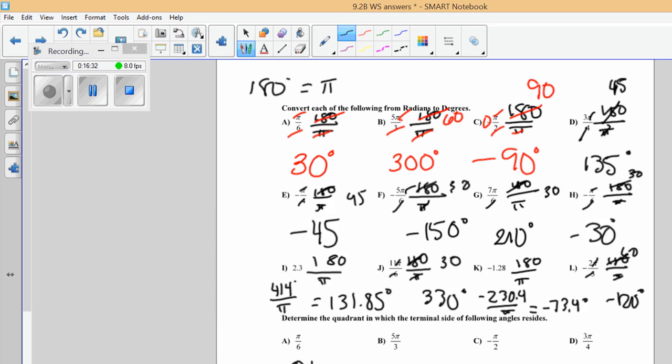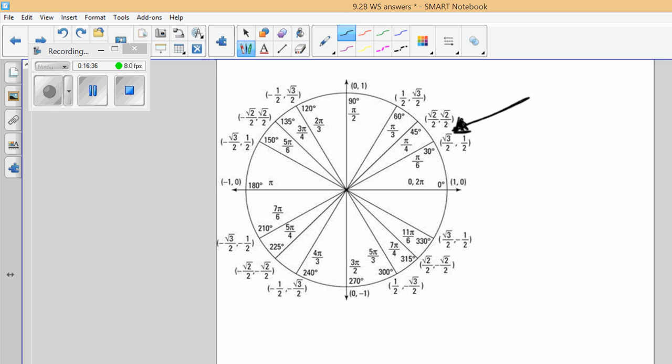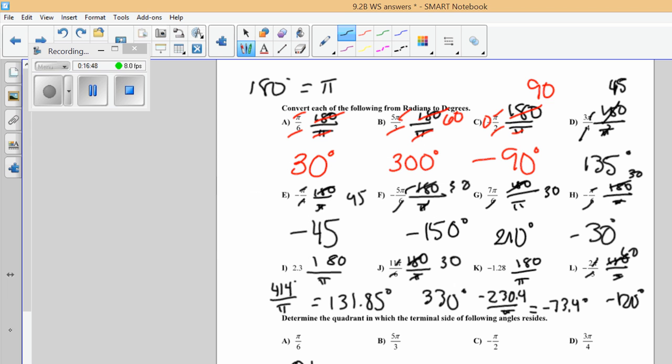And 5 pi over 3? Well, if you don't know where 5 pi over 3 is, you got to go looking for it. 5 pi over 3, where, oh, where could 5 pi over 3 be? There it is, 5 pi over 3. What quadrant is that? It's quadrant 4.